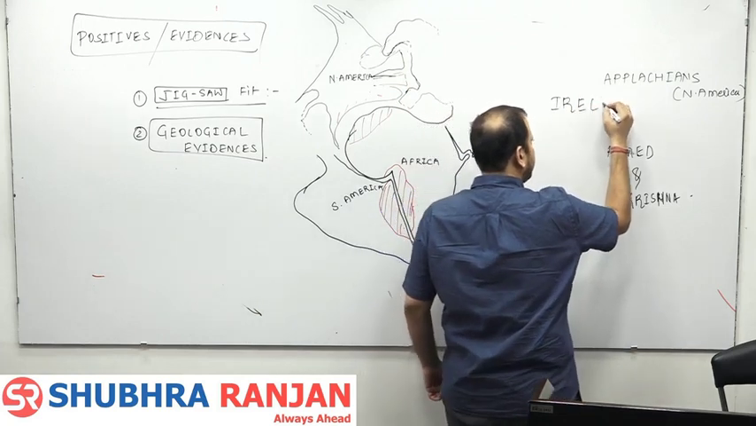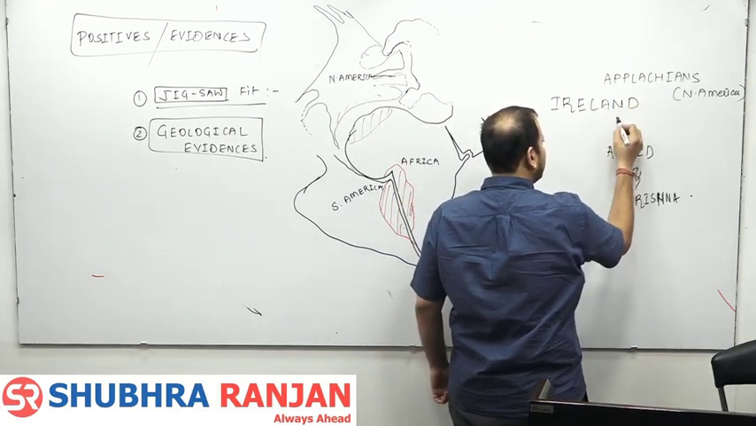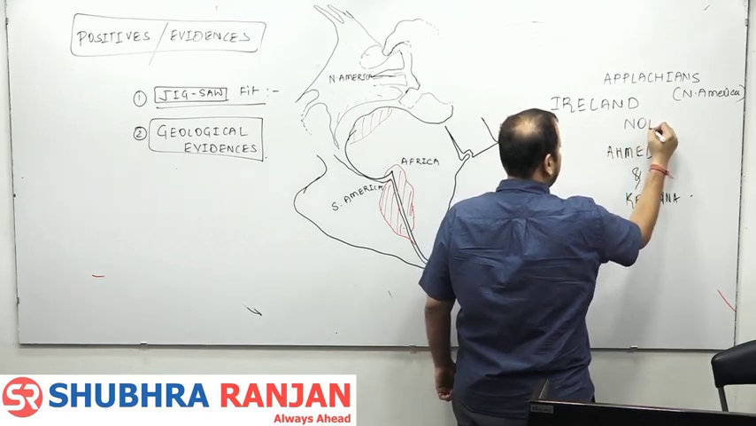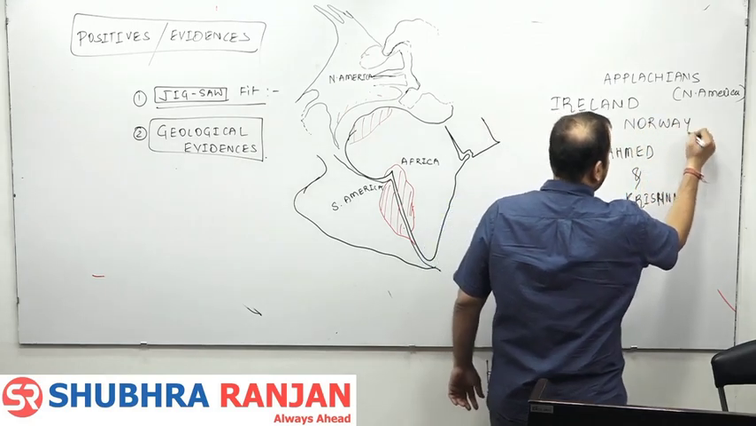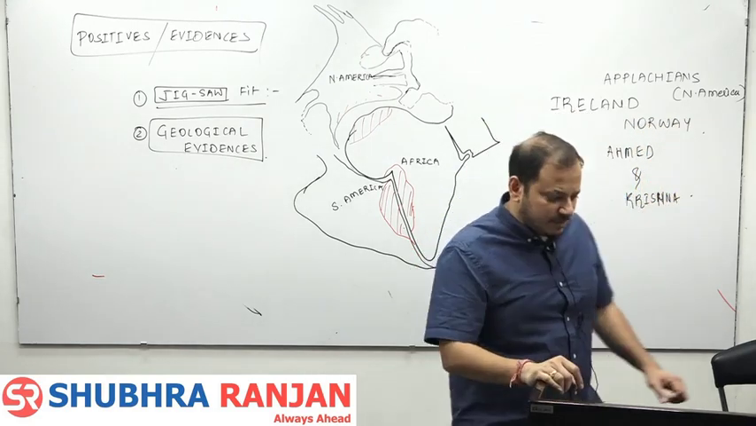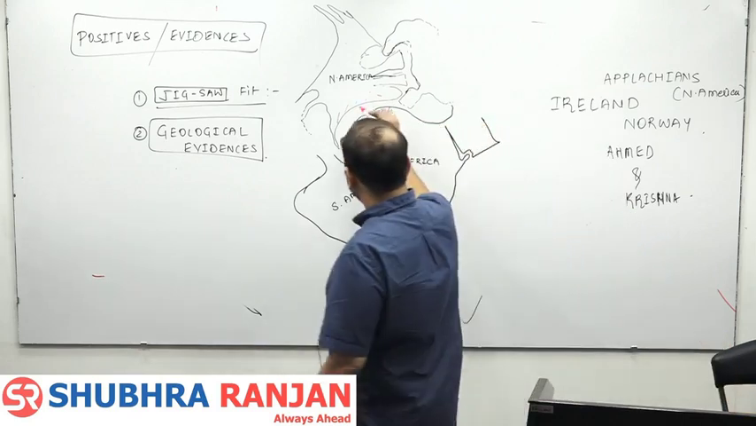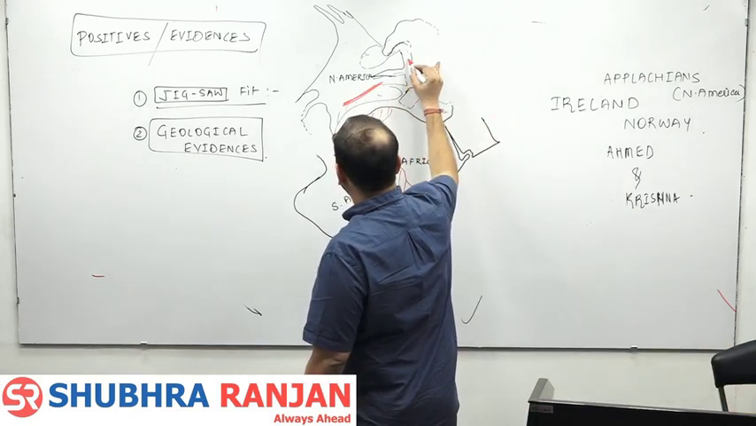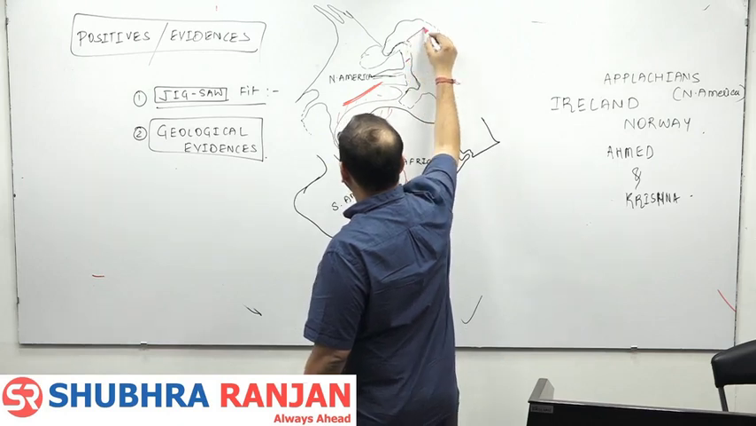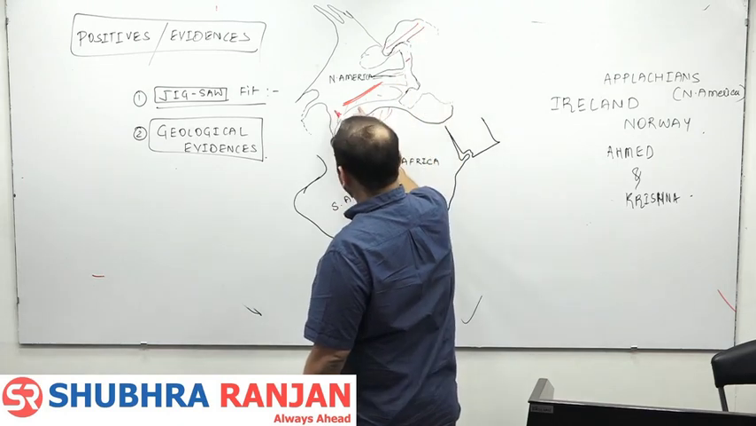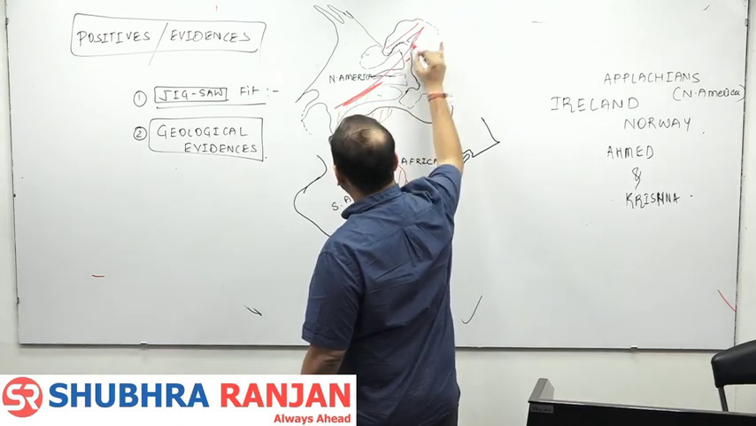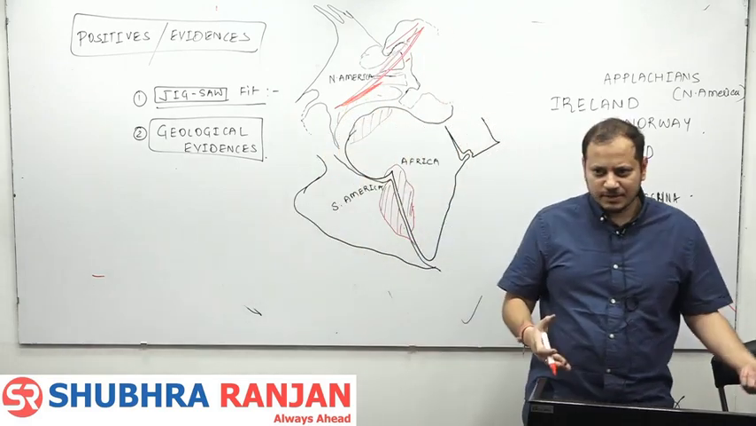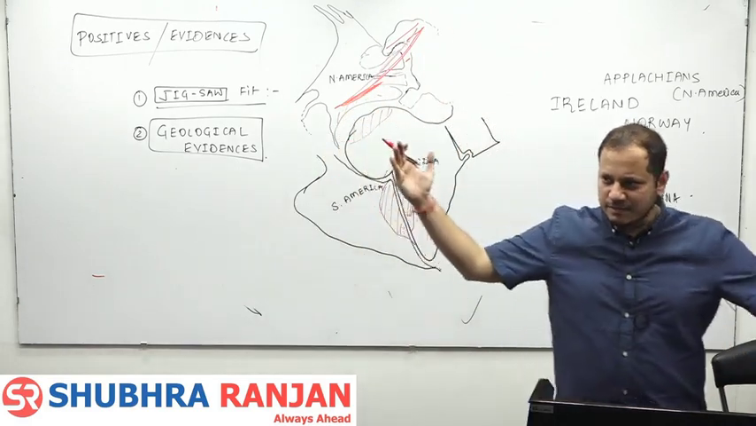Where is Ireland? England. And the mountains of Scandinavia or Norway. This means the North American Appalachian mountain is similar to the mountains of Ireland and the Scandinavian mountains. Why? Because this was once a single mountain and it was all together. Now the continents have drifted apart.